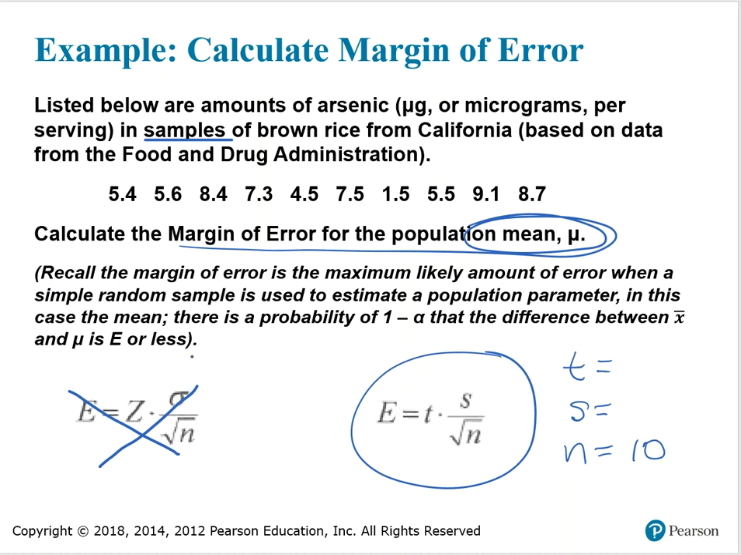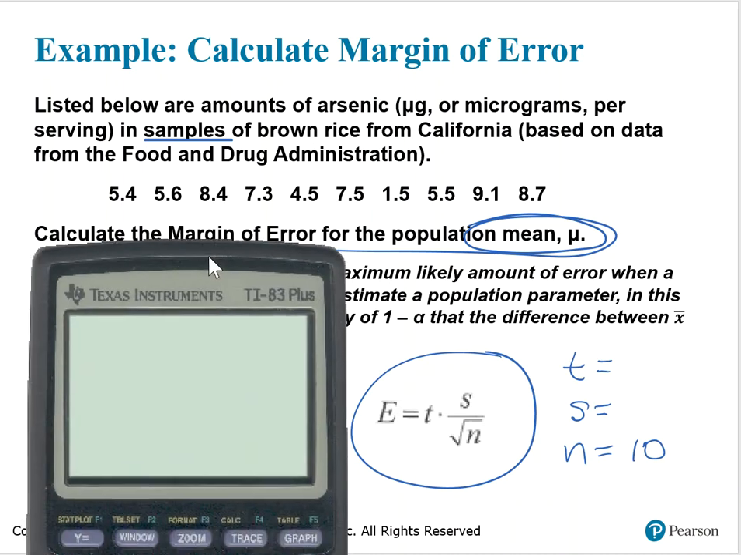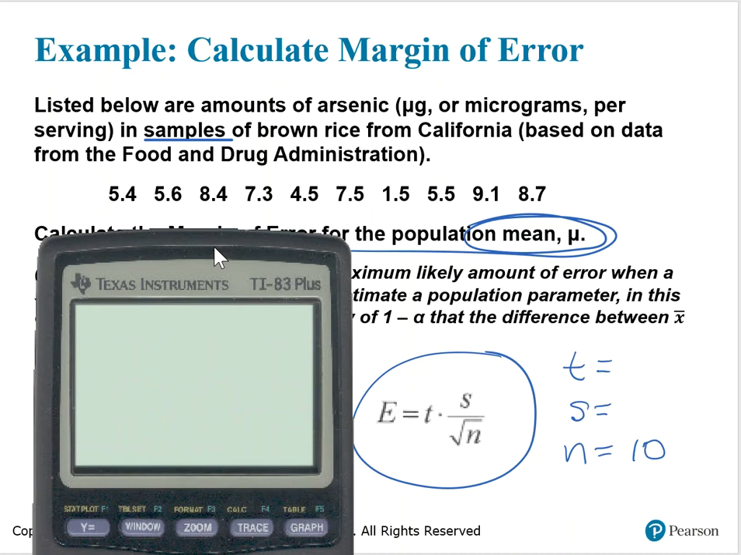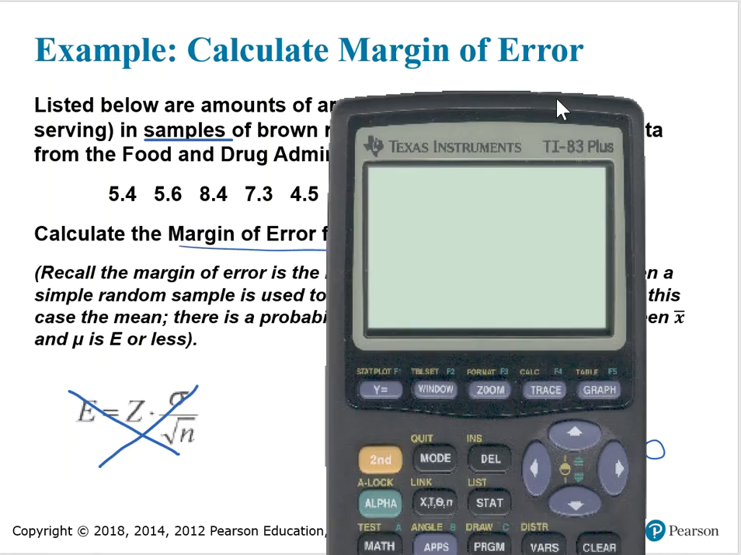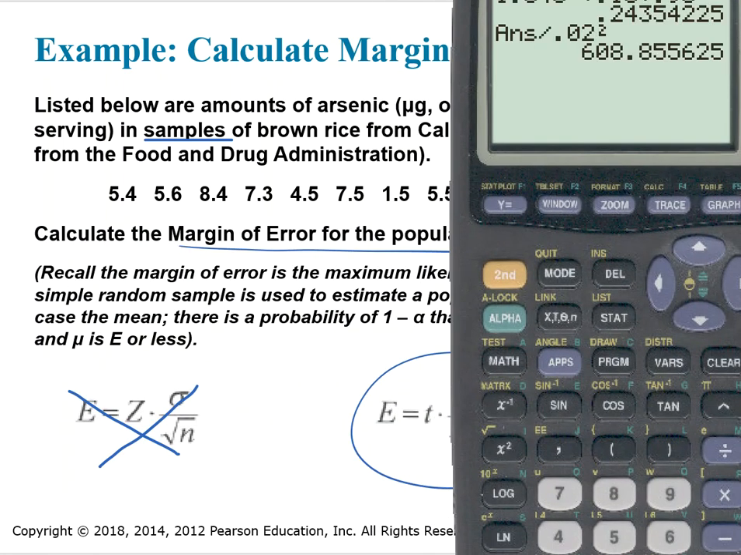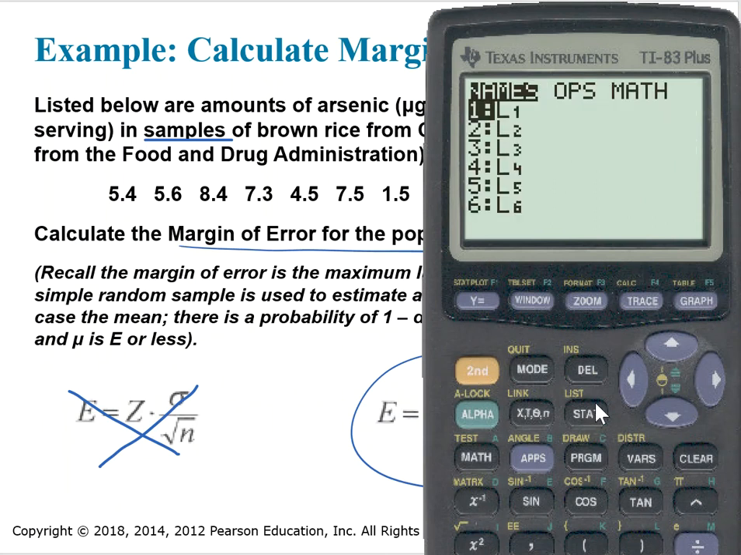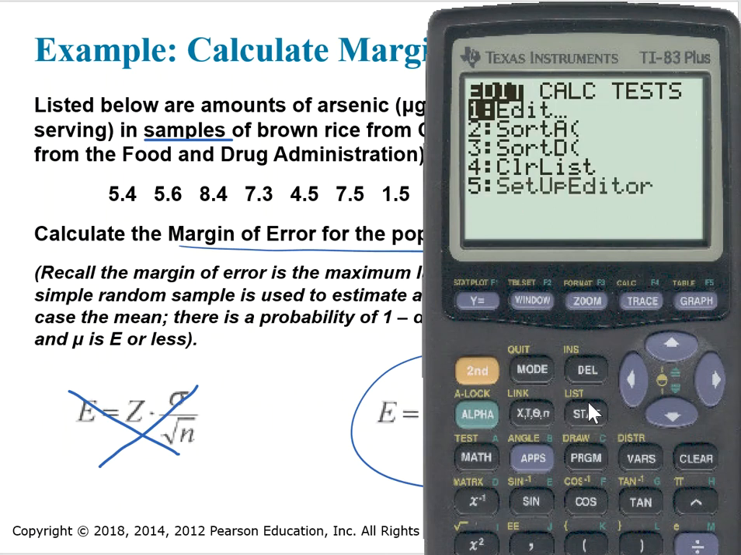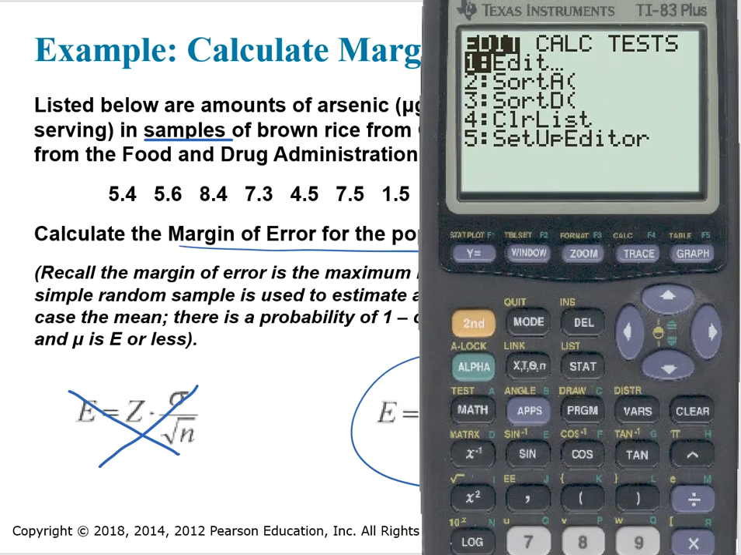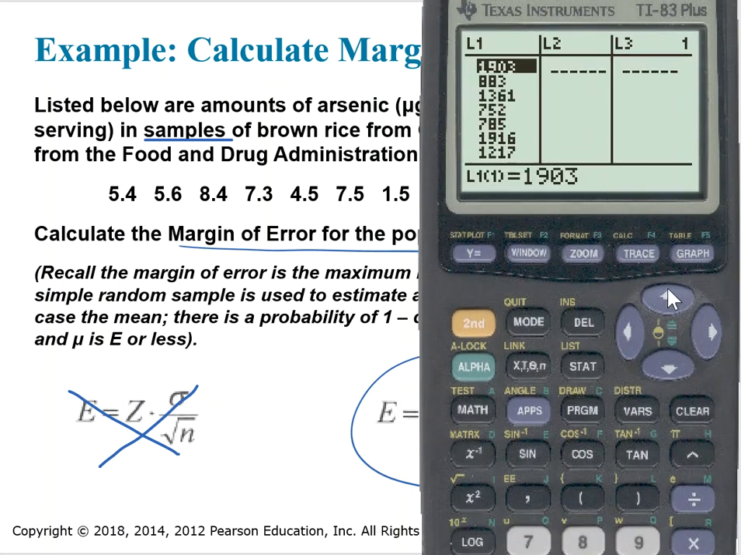I'm going to use my TI-83/84 graphing calculator to find s. I'm going to plug these numbers into list 1. So let me go ahead and do that. I'm going to go to Stat and Edit. That's going to provide me an opportunity to clear out list 1 and then enter my values.